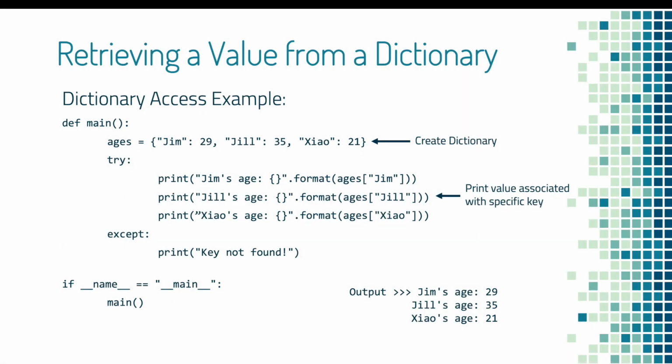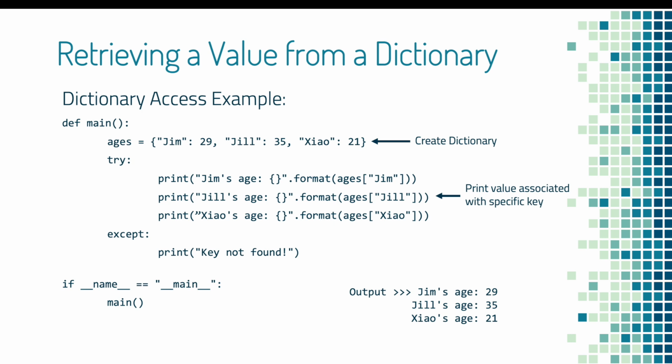So for example, right here, like we said, we have our ages dictionary. Again, the dictionary is created with those curly braces you see at the beginning and end. In this case, we have each name: Jim, who's 29, Jill, who's 35, and Zhao, who's 21. With each of those different names, they're associated with a different age. So if we want to get, say, Jim's age, we can do ages, bracket, like we would do with a list, but instead of putting an index in there, we're going to put that string key, which is Jim. That string key will look in the dictionary, find out where Jim is, and return the value that's associated with Jim, which is 29.